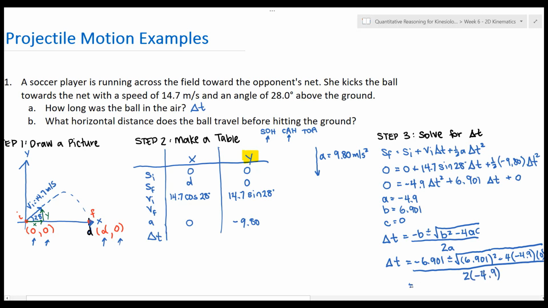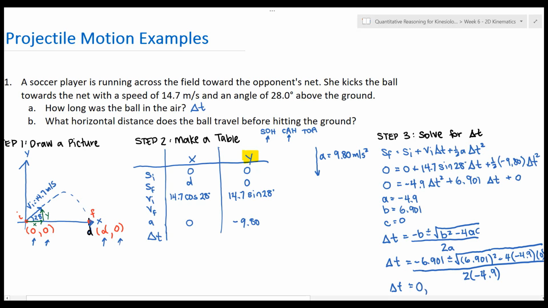I'm just going to type this into my calculator, once with a plus and once with a minus. I'll start with the plus. So negative 6.901 plus the square root of 6.901 squared minus 4 times negative 4.9 times 0 over 2 times negative 4.9, and I get 0.